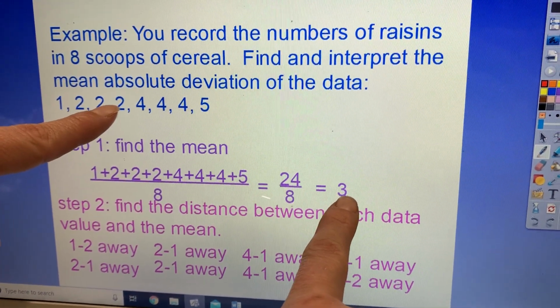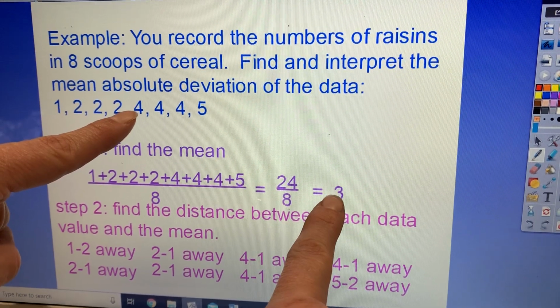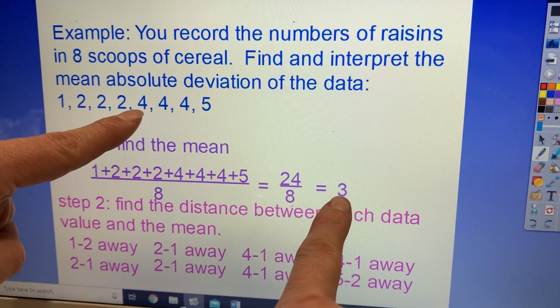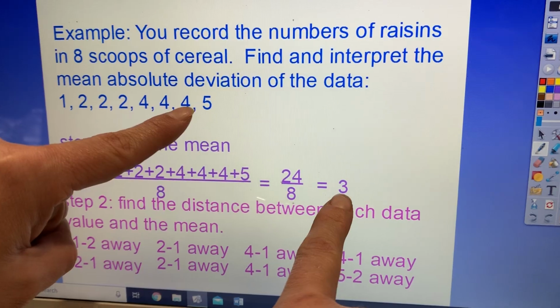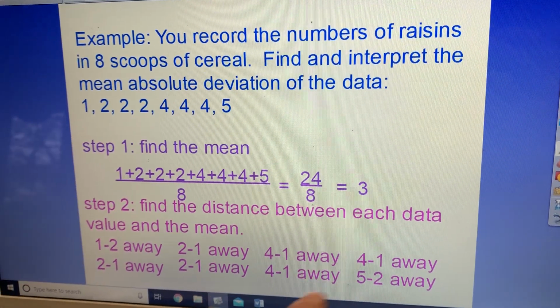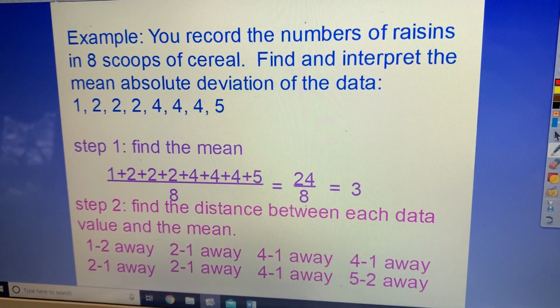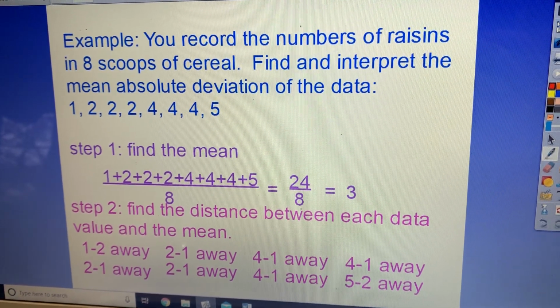Now we're going to switch it up, because all of a sudden our values got bigger than the mean. 4 minus 3, 1. 4 minus 3, 1. 5 minus 3, 2. Step 3 says that I'm going to add those numbers up.